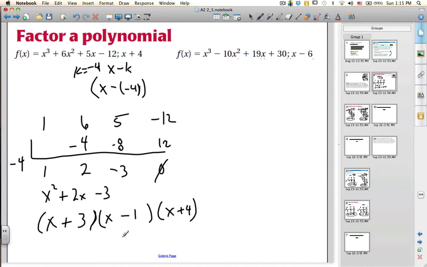And it's one more step to say find the solutions. The solutions are negative 3, 1, and negative 4. They're the values of x that make each of these binomials equal 0.